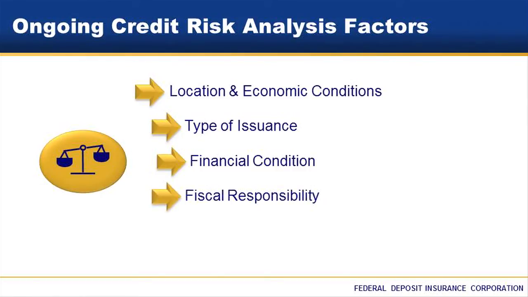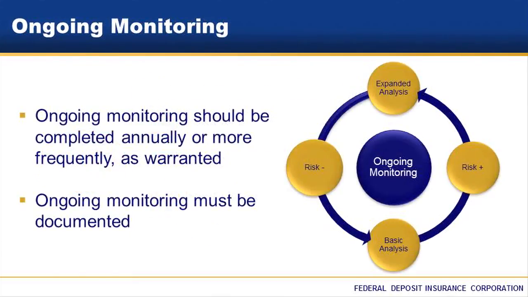Fiscal responsibility should also be routinely monitored as part of the process. Management should monitor the municipality's budget, audit, and continuing disclosure. Rating agency reports can assist in the assessment of the financial condition and fiscal responsibility of the issuer. Ongoing monitoring should be completed at least annually and appropriately documented.